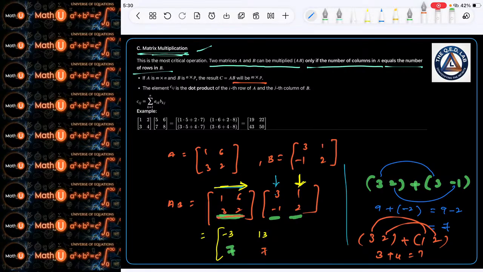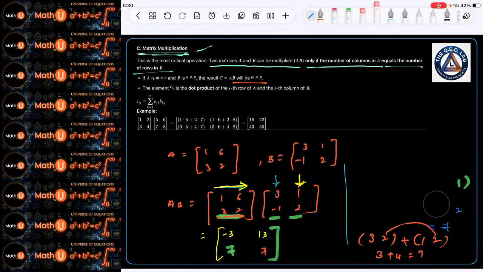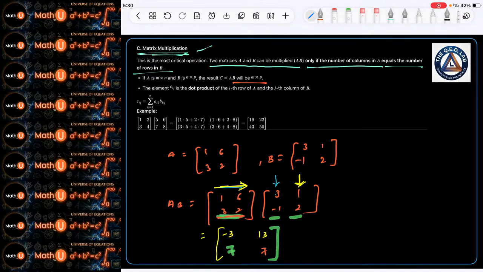Okay, next, second row, is there any other columns here? Second row, is there any other columns? No. Then close this one, brackets. Okay, like this you should multiply two matrices. Any two matrices you can multiply like this.